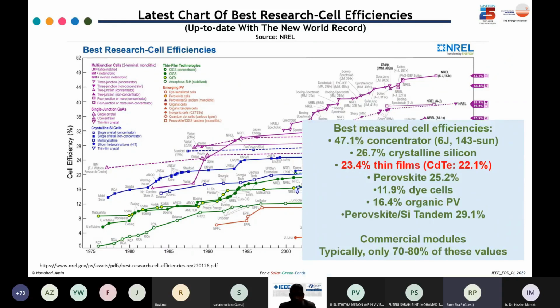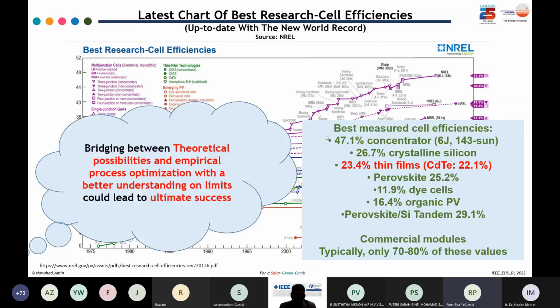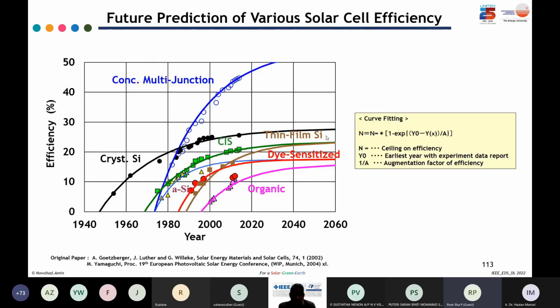It is shown in a numerical way. So 23% for thin films, CIS, but for cadmium telluride it is 22%. However, to go further, to get its latent efficiency, which we can still claim up to 30% in terms of cadmium telluride, we have to give more effort on bridging between the theoretical possibilities and empirical process optimization, with a better understanding of the limits, the losses, the materials, etc., which will bring ultimate success in the near future. That is what we believe.